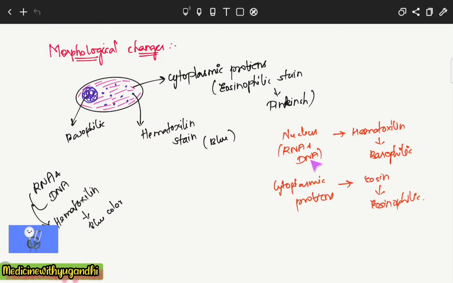Hope now it's clear that the RNA and the DNA, both the nucleic acids, take up the hematoxylin stain so that they appear basophilic, and the cytoplasmic proteins take up the eosin stain so they appear eosinophilic and pinkish. These are all the morphological features of a normal cell.